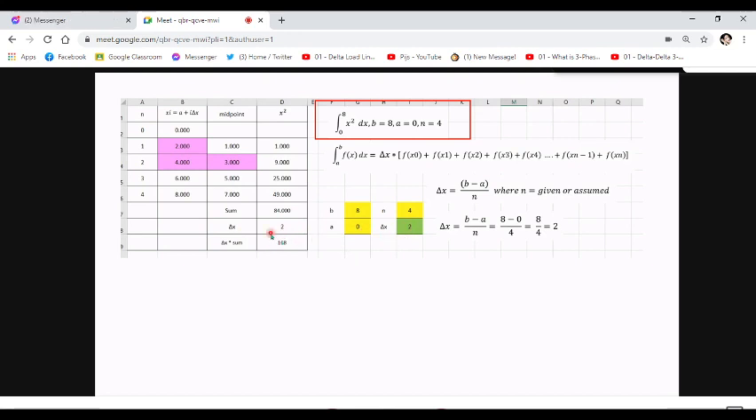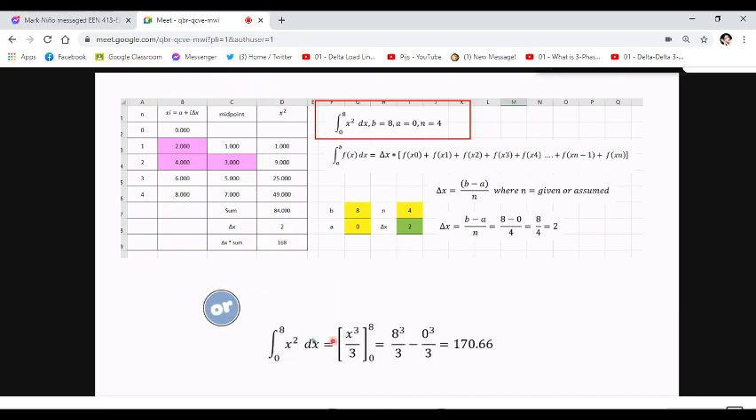Ayun pala, kinopya niya kasi yung iba nating lecture yata, hindi nalalagay din yung delta x. Ay, hindi, nalalagay din yata. So therefore, delta x 2 times 84, and that will be now 168. And that is based on the numerical integration.